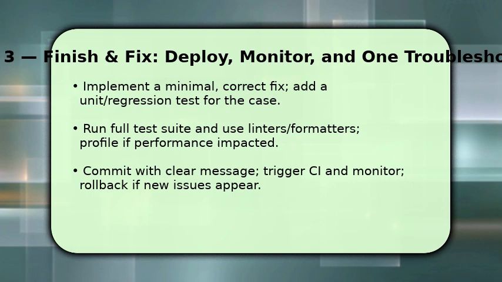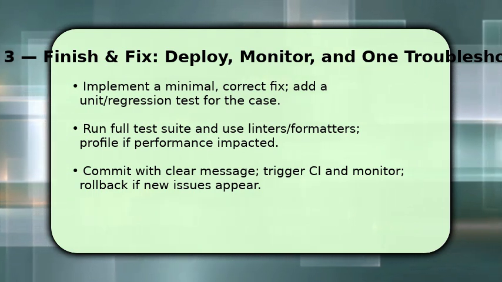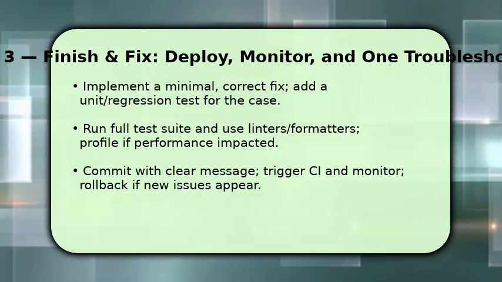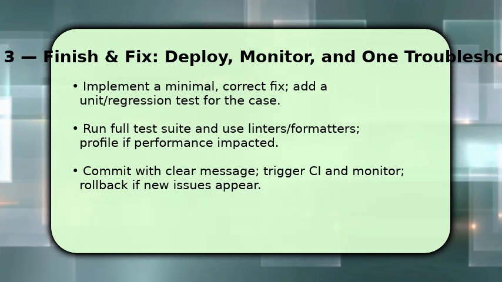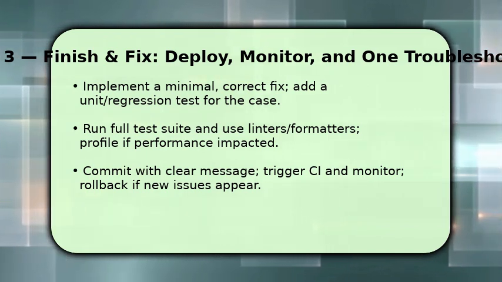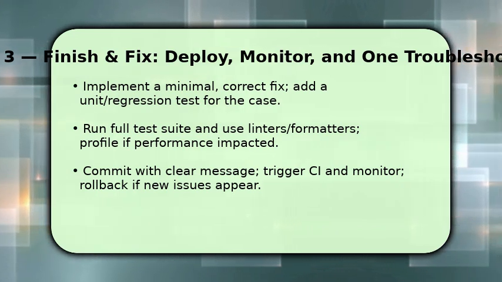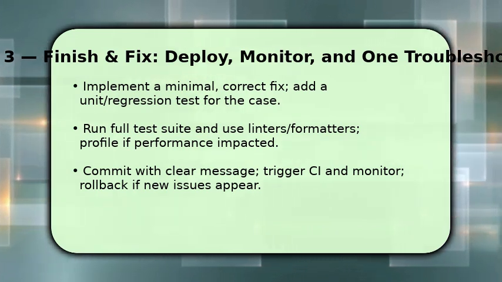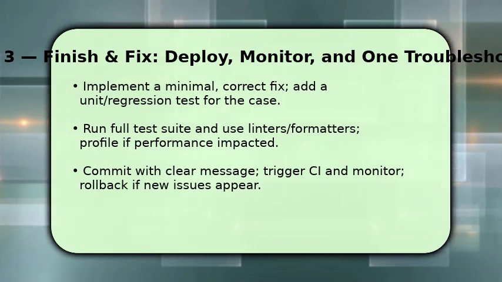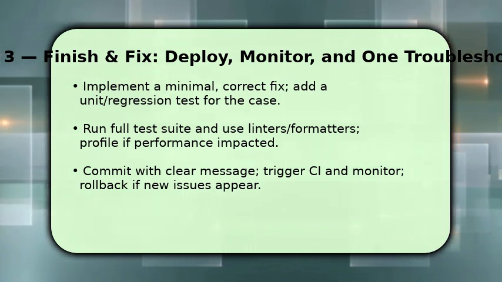Then run your full test suite, linters, and any performance profilers to ensure no side effects. Once green, commit with a clear message and push to trigger CI. If CI fails or new regressions surface, revert or create a hotfix branch. Tip: when things go wrong, bisect commits or use git bisect to pinpoint the introducing change.